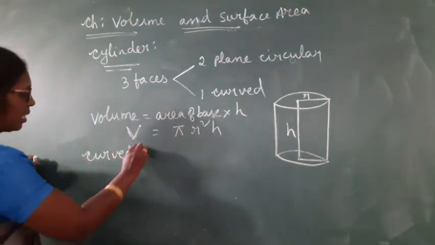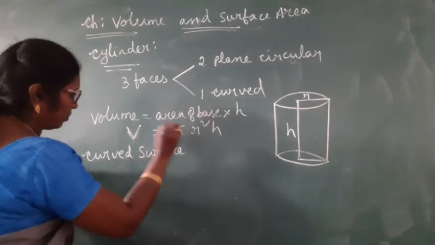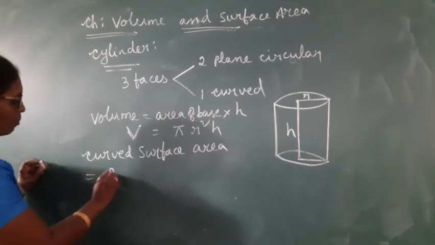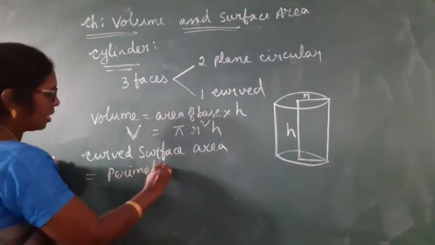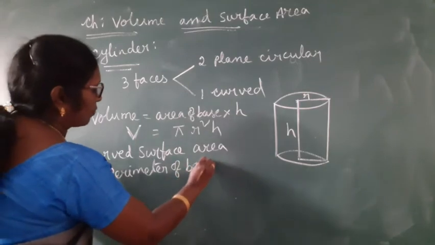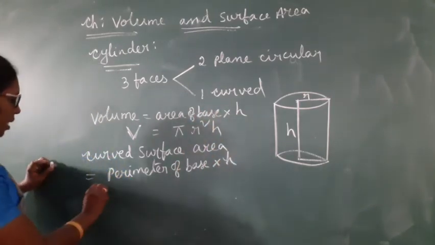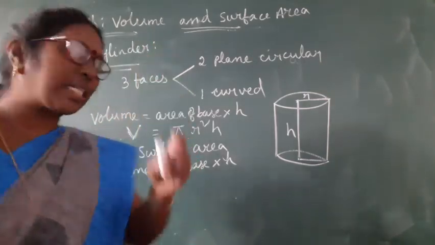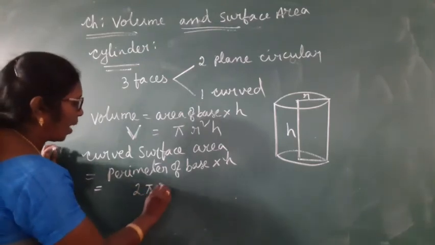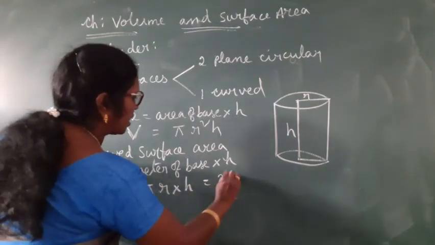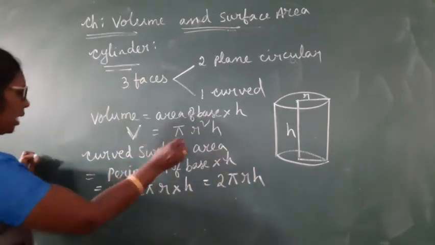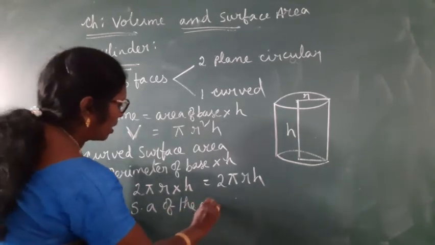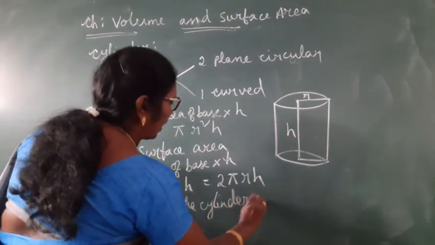So curved surface area of the cylinder is equal to perimeter of base into height. I could have given it directly, but for your better understanding, I am writing this. Here the base is the circle, so perimeter of the base means circumference of the circle, that is 2 pi r into h, that is 2 pi rh. In short, let me write: curved surface area of the cylinder is equal to 2 pi rh.